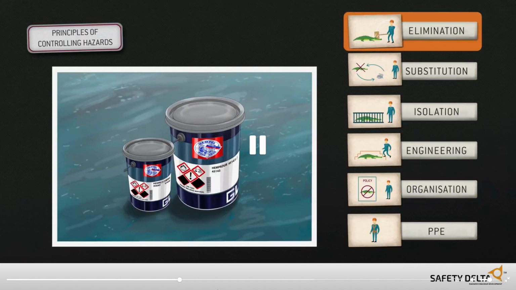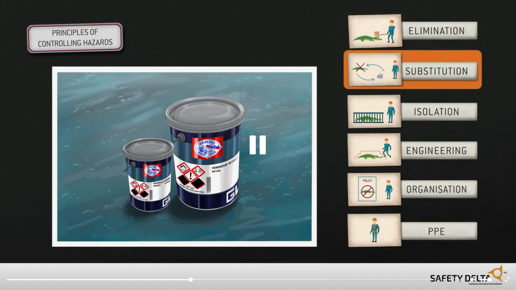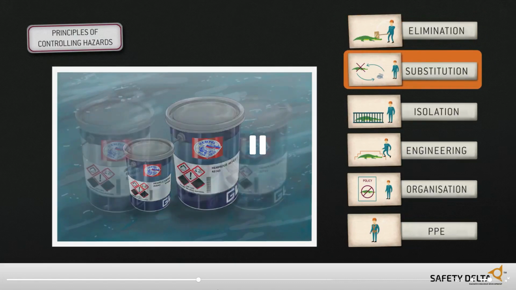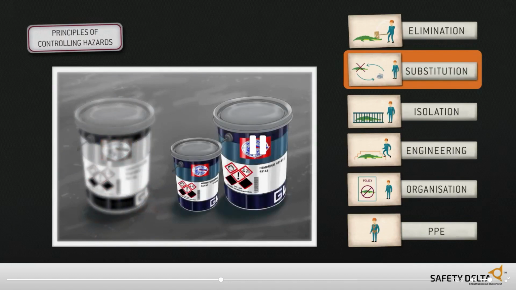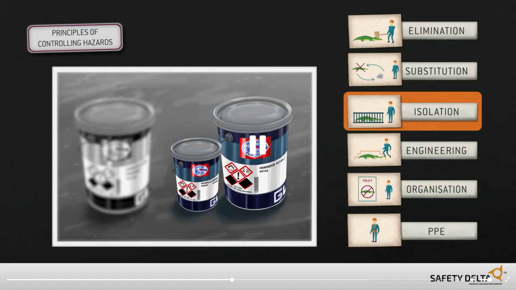Could we not use the paint at all? Obviously, we cannot eliminate the paint. Then we have to apply substitution. What could substitute for the 2-component paint? Can a 1-component paint, which is less hazardous, be used instead? Definitely no. Since the surface that needs to be painted is outside, a 2-component paint is required to effectively prevent rusting. This means we have to move to isolation.